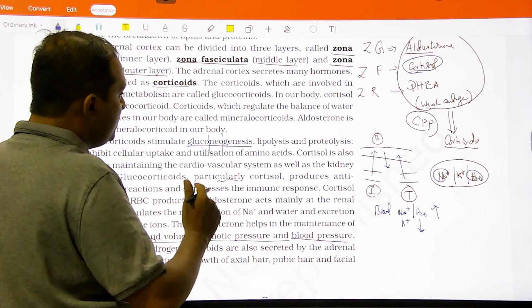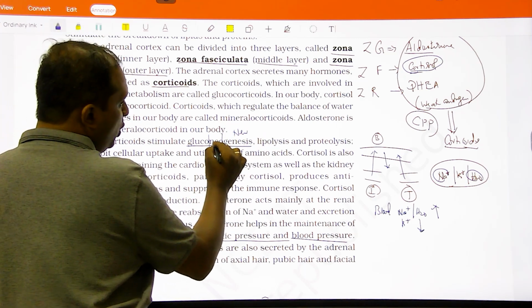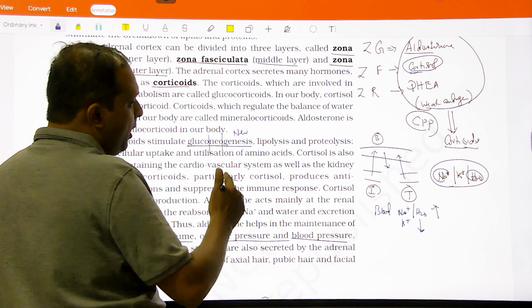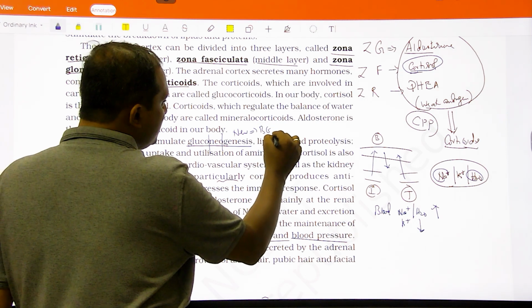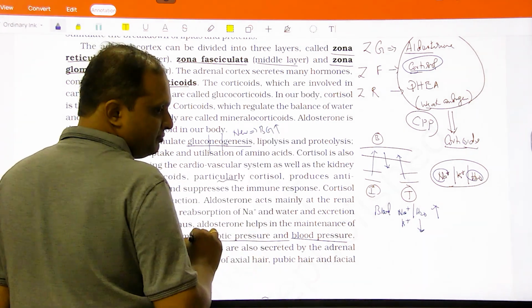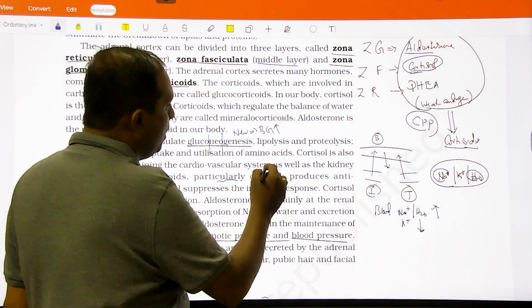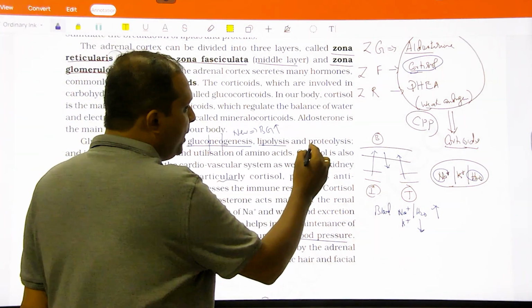Gluconeogenesis. What is that? It is the formation of new glucose. Genesis means formation, neo means new, gluco means glucose: formation of new glucose. And thereby what happens? Blood glucose level will increase. When new glucose is formed, what happens to the blood glucose level? It will increase. Lipolysis: lipid, lysis means breakdown of lipid.